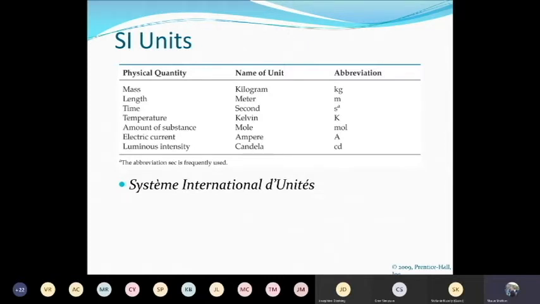So this is just a basic FYI. It's just so that way you understand why we use kilograms, meters, seconds, kelvins. It's not because we just use it because they tell us to use it. It's because that's what the world has decided that our standard units are going to be. So, the International System of Units.